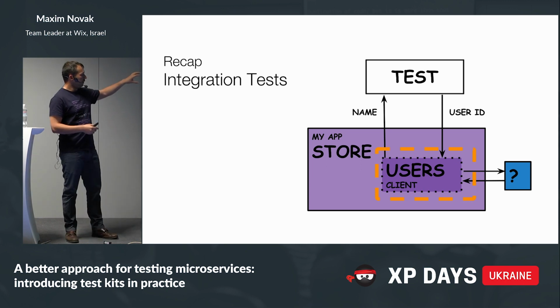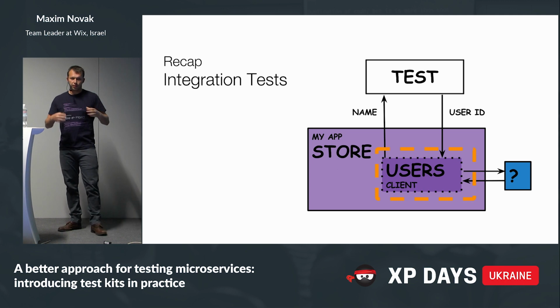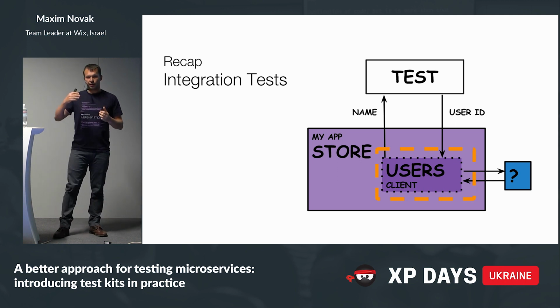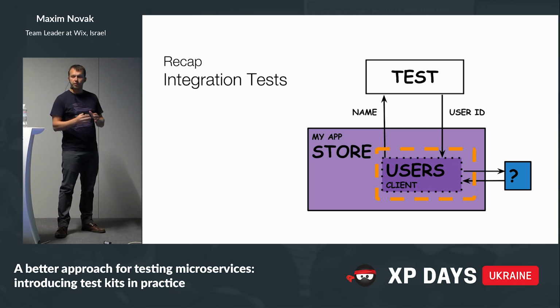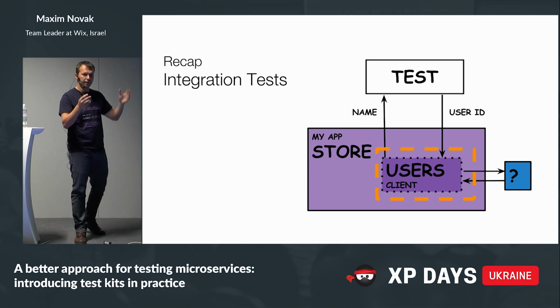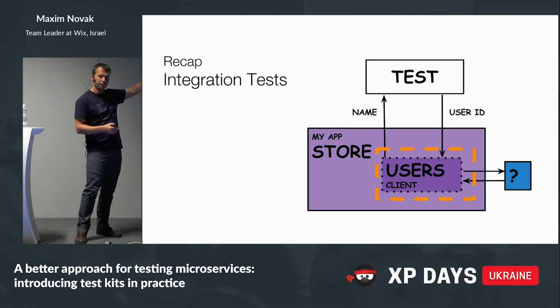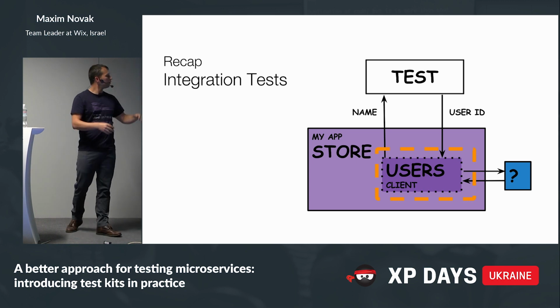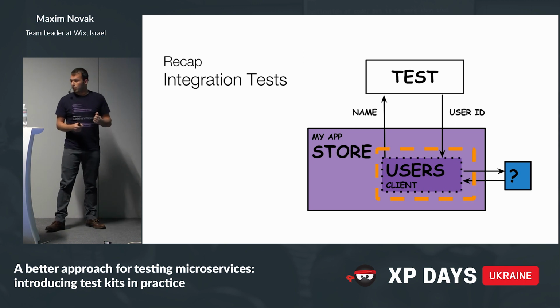Here we zoom in a little bit. So inside the store application, we have a module or a class that communicates with the outside service. For this talk, we'll call it users client. And in that kind of test, and again, in the real architecture, you will see here a presentation layer and business logic and whatever, but I just removed it from here to make it simpler for the presentation.